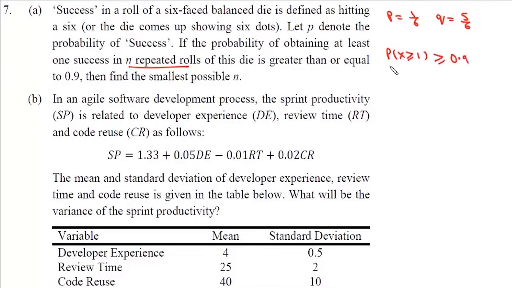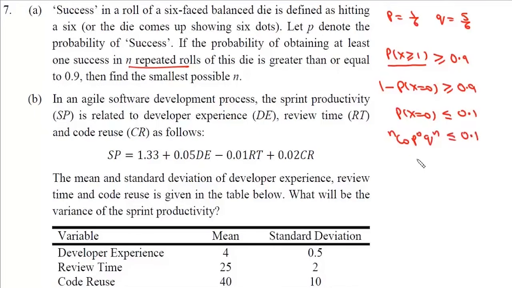Now we know that the probability of X greater than or equal to 1 is also written as 1 minus the probability of X equal to 0, and it should be greater than or equal to 0.9, or the probability of X equal to 0 should be less than or equal to 0.1. Now the probability of X equal to 0 is nC0, p to the power 0, q to the power n, and will be less than 0.1. Now q is 5 by 6, so (5 by 6) to the power n will be less than 0.1.